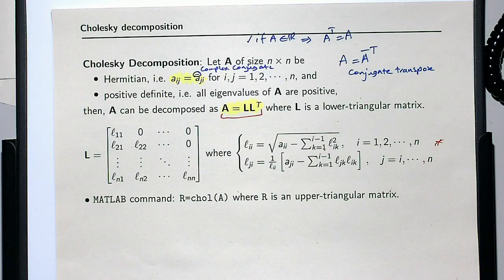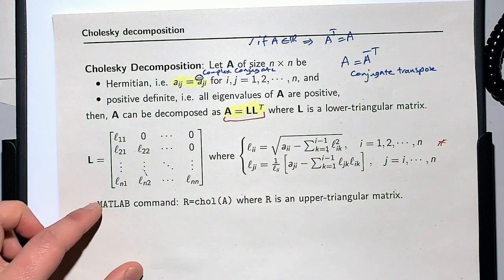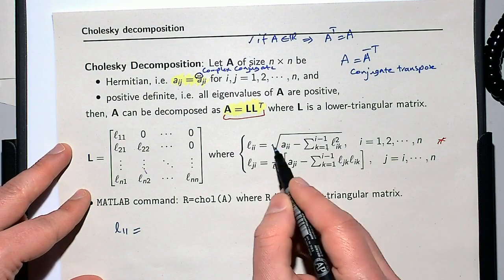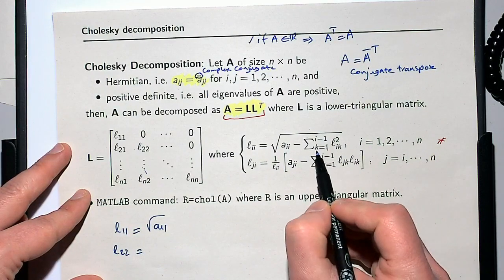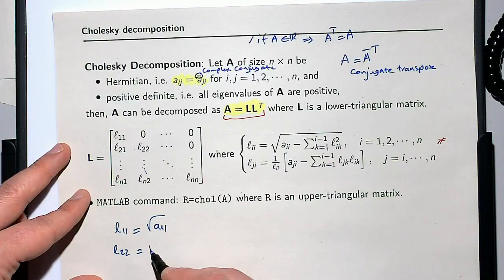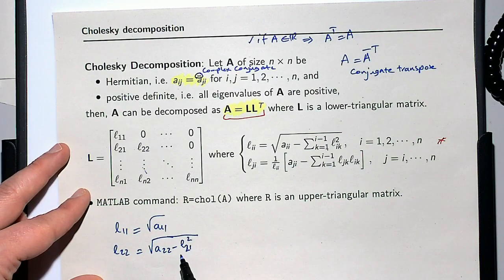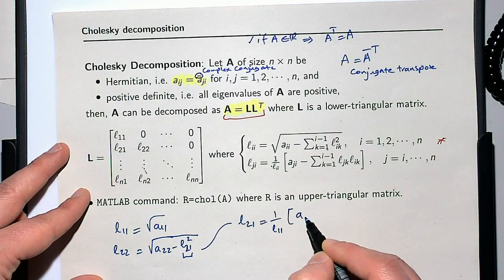Thanks. But this is the formula that you have to follow if you want to calculate the elements of L in the Cholesky decomposition. So it's quite simple. So for instance, L11, I'm looking at the first formula, so it's the square root of A11. And L22, since this summation starts from 1 to i minus 1, this time i is 2, so 1 to 1 we have a value. So it becomes A22 minus L21 squared. But we do not have L21. We use the second formula, L21 is 1 over L11 times A21, which we know.